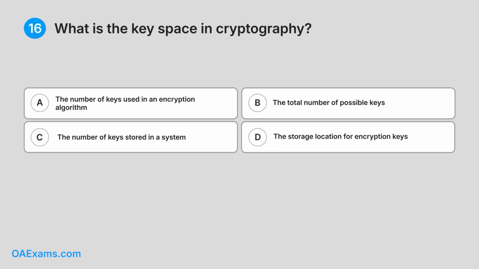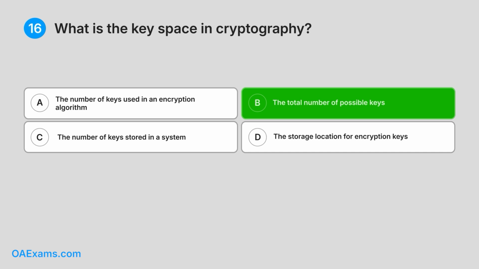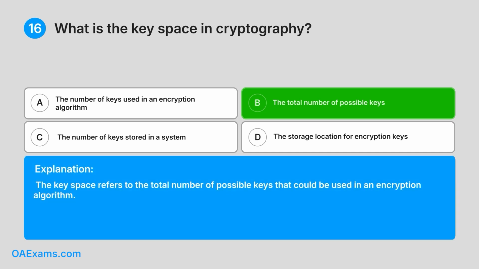Correct answer. B. The total number of possible keys. Explanation. The key space refers to the total number of possible keys that could be used in an encryption algorithm.